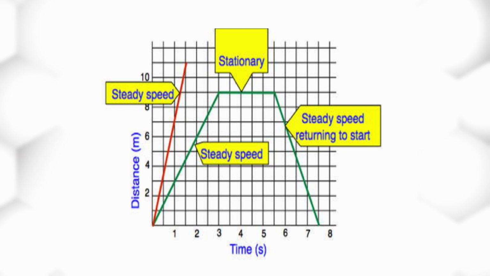The red line on the graph shows a steady or constant speed, as well as the green line between 0 seconds and 3 seconds. During 3 seconds to 6 seconds, the object is stationary or at rest. Between 5.5 seconds to 7.5 seconds, the object also moves at a steady or constant speed and returns to start.